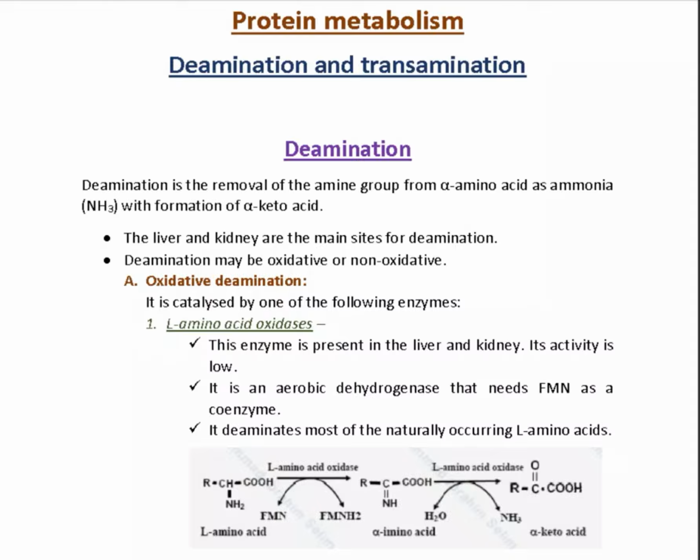Today we will discuss protein metabolism in an exam-oriented way and in a simple, easy to understand way. You will find clear explanations, diagrams and important concepts here.